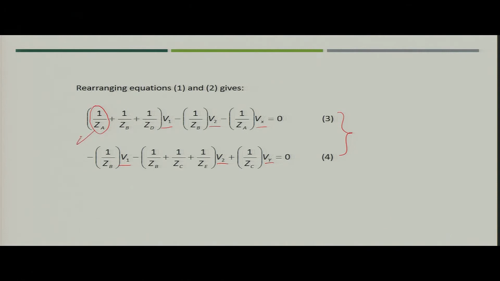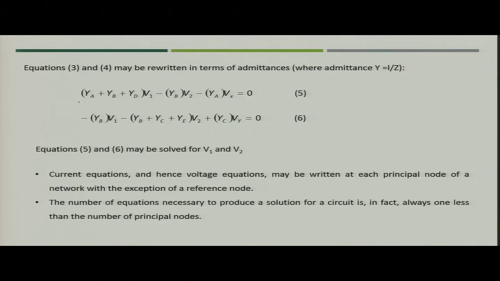You can convert impedance into admittance, that is, YA is nothing but 1 by ZA. Similarly, YB is 1 by ZB and YD is 1 by ZD. You can simply write the equations in the form of admittances, and now you have simpler equations. You can solve them for the unknown variables V1 and V2. So, you have two unknown variables and two equations, which can be easily solved.